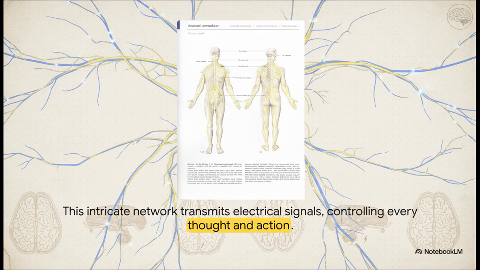Tiny electrical signals are zipping along these pathways at incredible speeds. They carry orders from your brain out to your body, move your arm, and they carry information back to your brain, hey, that stove is hot. Literally, every thought you have, everything you feel, it's all happening on this network.